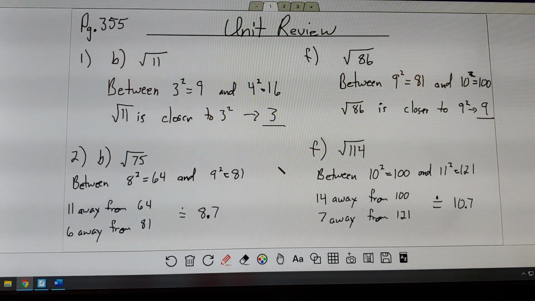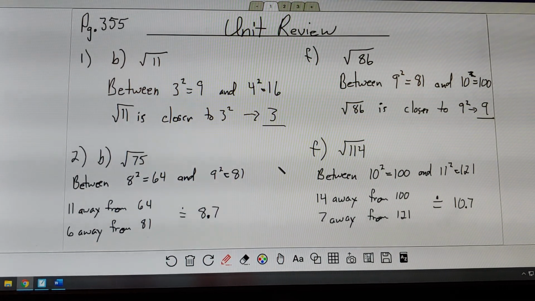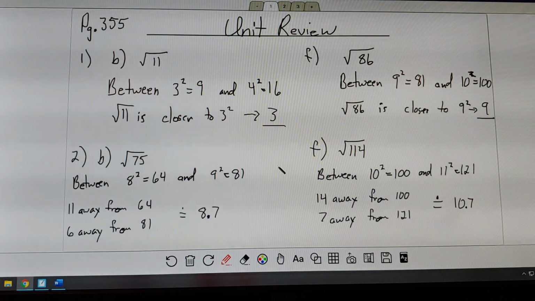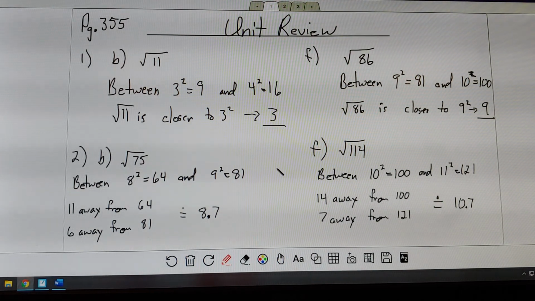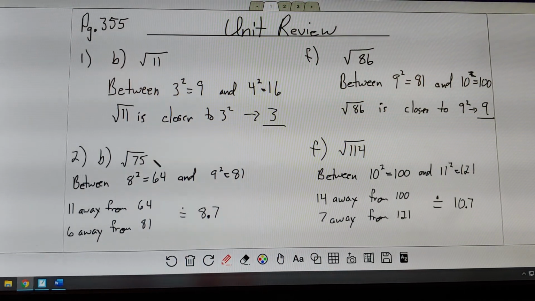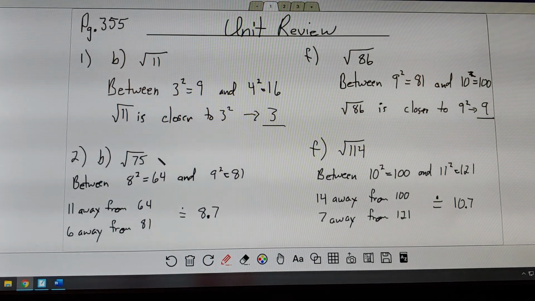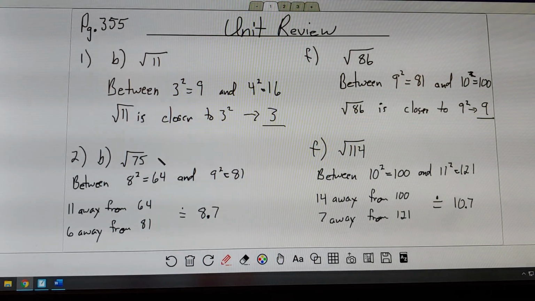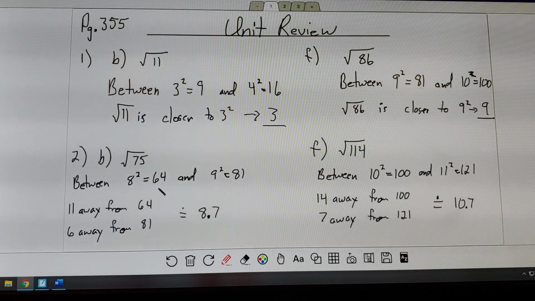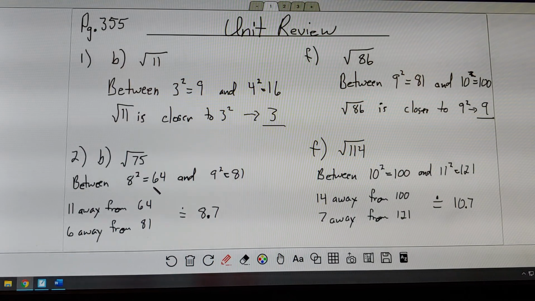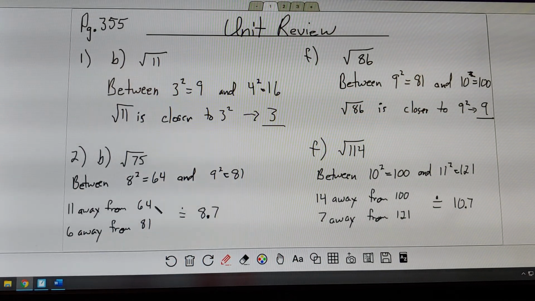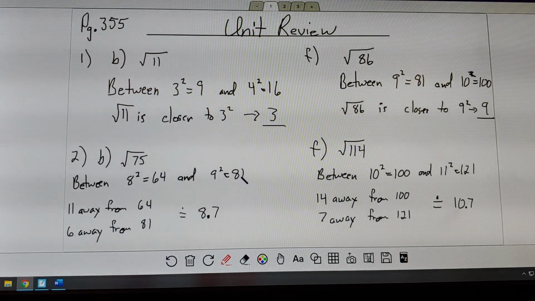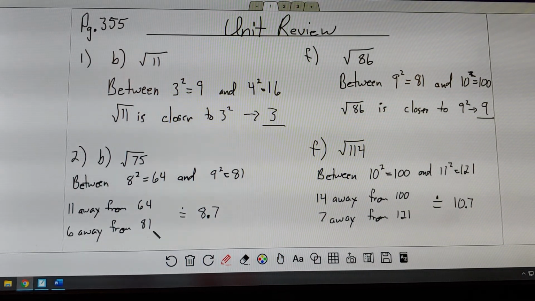For 2, now they're asking you to go a little bit more exact. They would like a decimal place rounded to the tenths. So you're going to see how many numbers it actually is away from it. So again, I've chosen B and F. Square root 75. Well, 8 times 8 is 64, and 9 times 9 is 81. So I know it's between 8 and 9, but how many away from each of these is it? Well, square root 75 is 11 away from 64, and it is 6 away from 81.